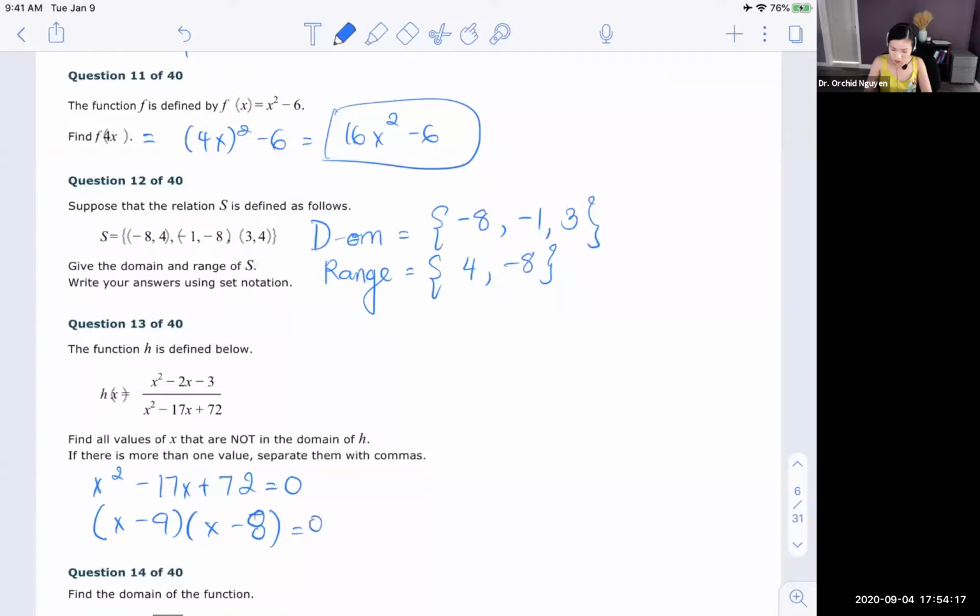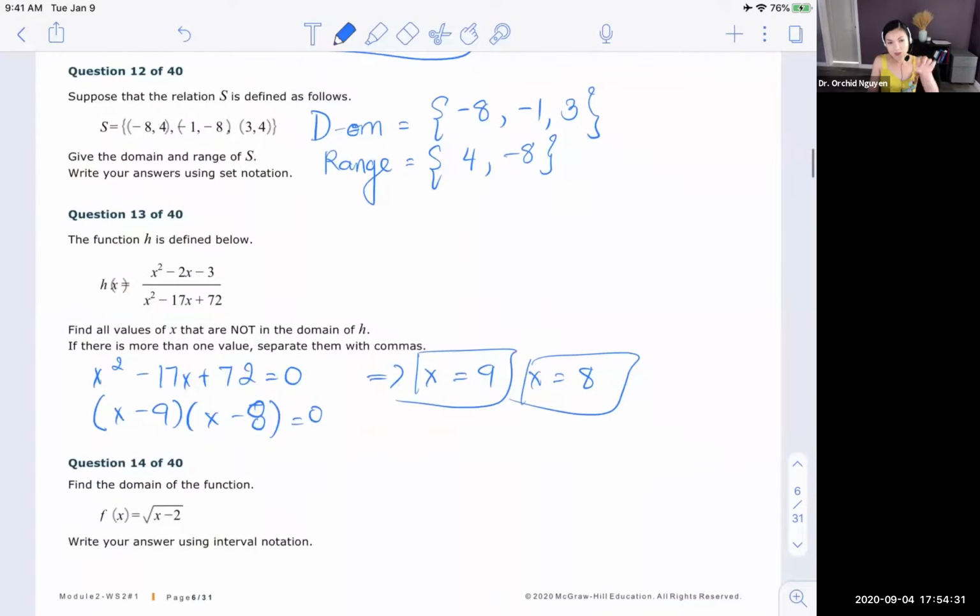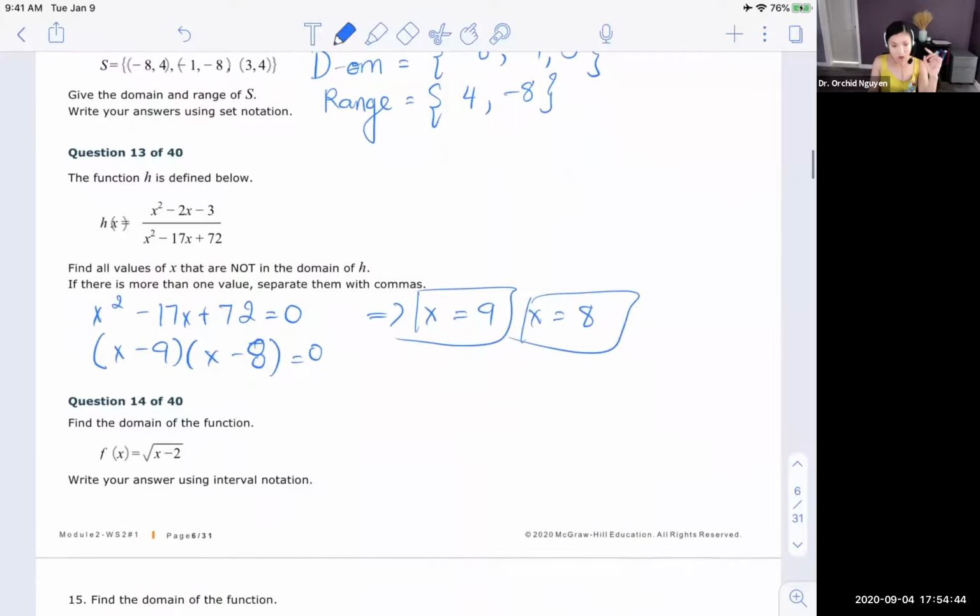So we ended up with x equals 9 and x equals 8. Those 2 points are the points not in the domain, because if you plug these 2 points in, you're going to get 0 on the bottom. Now, the difference between 13 and 14 is that for number 14, you have to find the bad points as well, and you toss them out. For rational functions, we don't want 0 on the bottom.